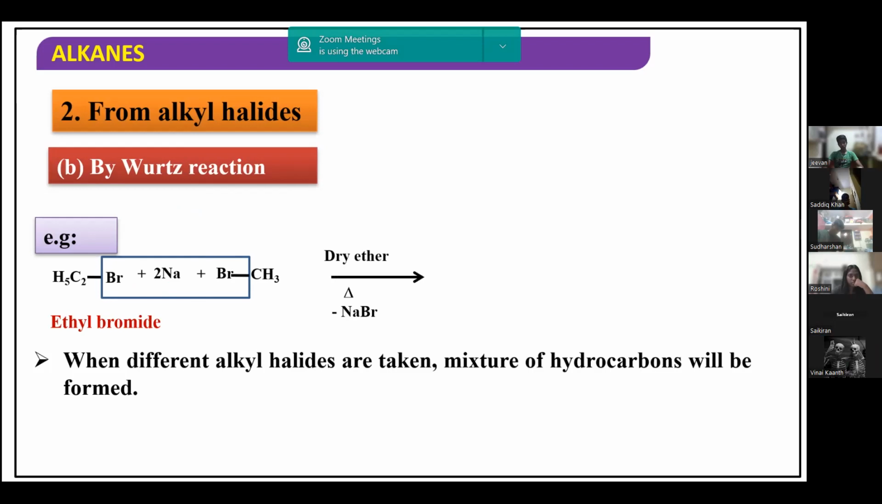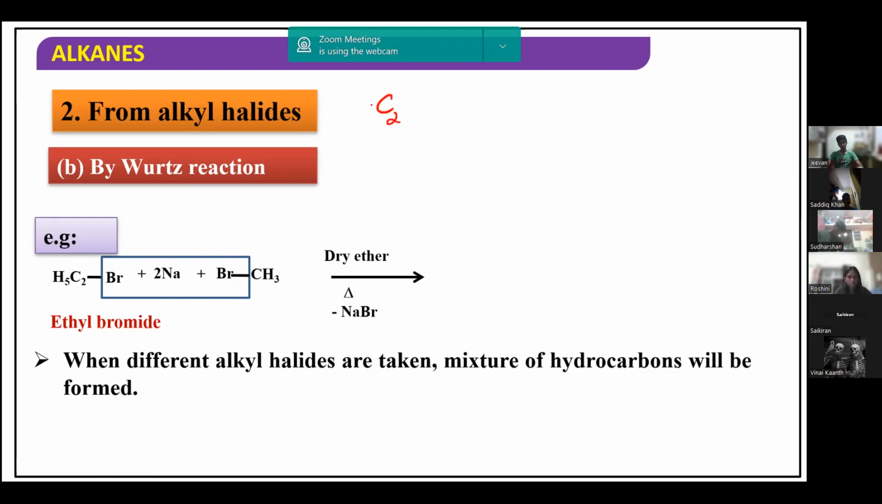Sodium bromide is lost over here, no doubt in that. And you can get propane here, right? An odd number of carbon atoms. This has two carbon atoms, this has one carbon atom. But this is not the only possibility over here in Wurtz reaction. There are other possibilities also, because there are a lot of ethyl bromide molecules in the reaction mixture. A lot of methyl bromide molecules are also there in the reaction mixture. So this is one of the possibilities, no doubt.